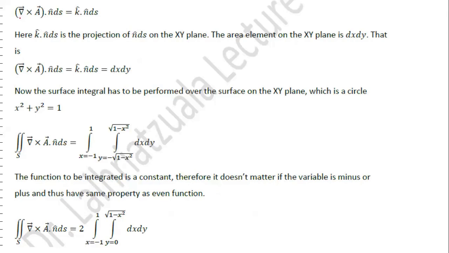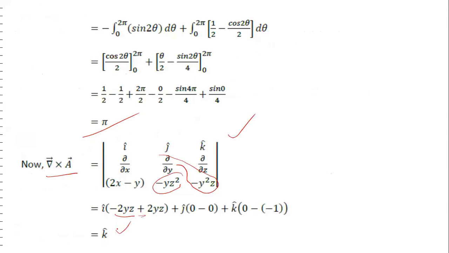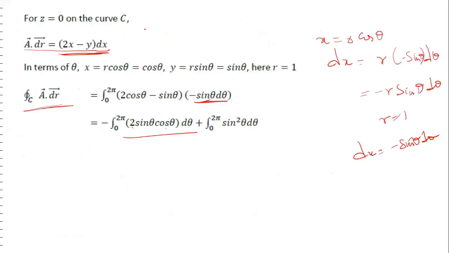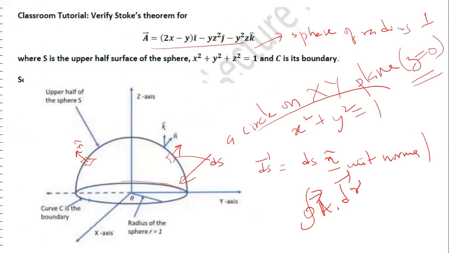And you know that this curl of A is k cap. You have calculated this curl of A as k cap. Right. So here this will be k cap dot n cap ds. So this will be simply a projection of the n ds vector on the xy plane. What I mean by the projection here is that, say, this is k cap, and let's say you consider any surface element here, this is your n cap. So n cap dot k cap will be, this is theta, cos theta, because the magnitude of both n cap and k cap are 1.